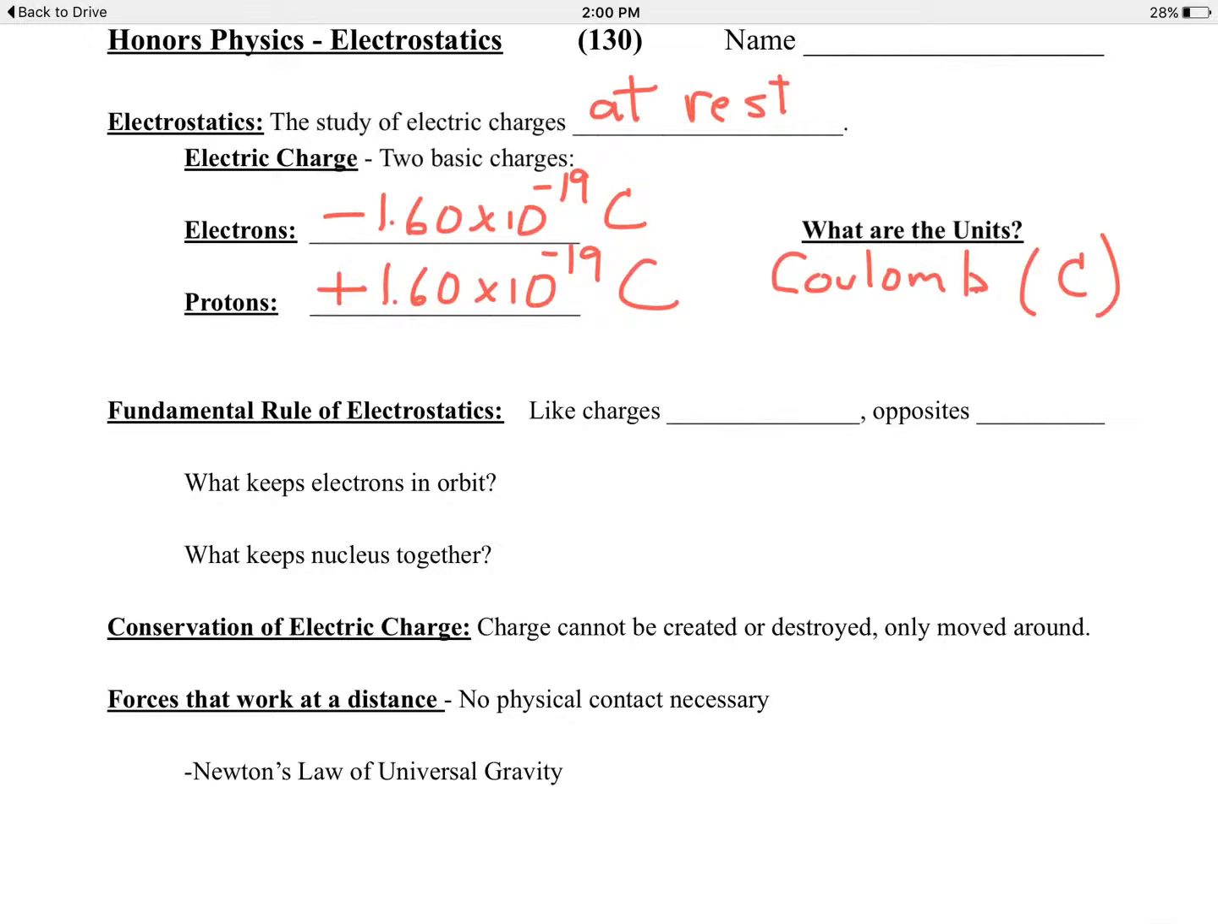As you may recall, the fundamental rule of electrostatics is that like charges repel, opposites attract. In other words, two electrons will repel each other, two protons will repel each other, but a proton and electron will attract each other. So some questions that follow are, what keeps electrons in orbit? Well, this is the rule that does keep electrons in orbit. They're attracted by the protons, the fundamental rule. The protons attract them.